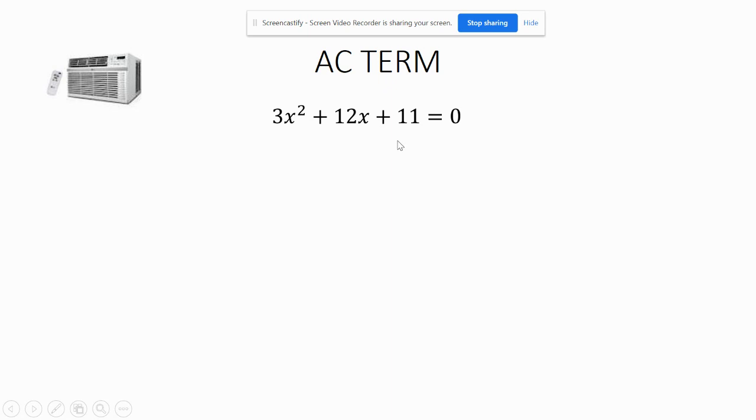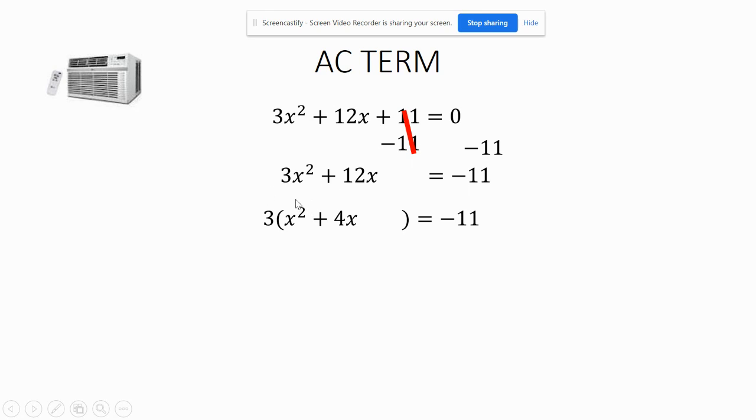So once again, move the c term, which is 11. So I'm going to minus 11. Divide by the a term, which is this 3 here, or let's just factor it out. We're not really dividing. We're only doing this left side here, factoring it out. And like I said, 12 divided by 3 is 4x. Take this 4, divide it by 2, which is a 2.